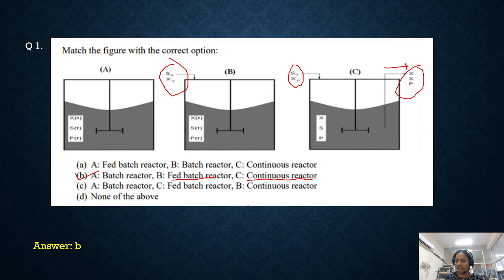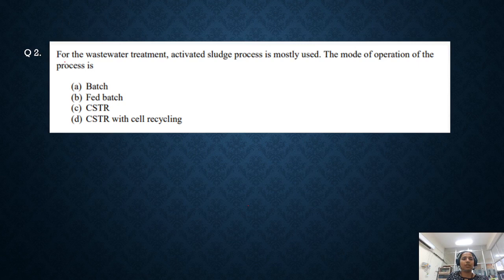Then coming to the second question. For the wastewater treatment, activated sludge process is mostly used. The mode of operation of the process is. So this is also a very simple question. They are asking whether that operation is batch, fed batch, CSTR, or CSTR with recycling.